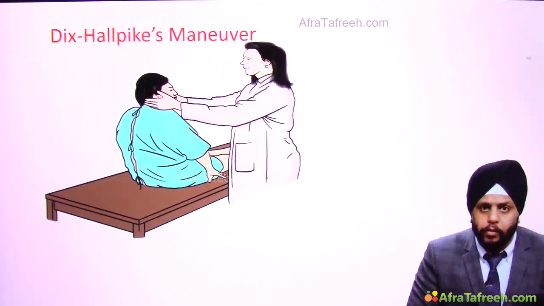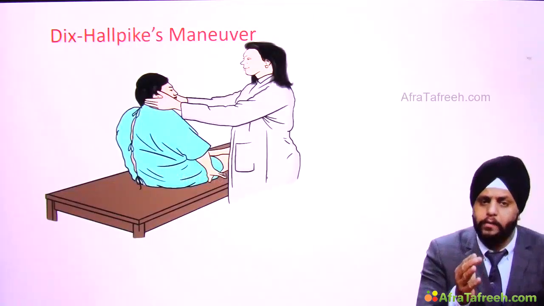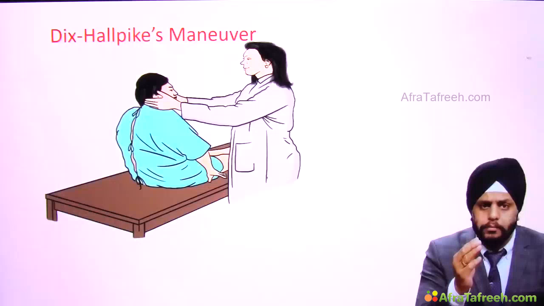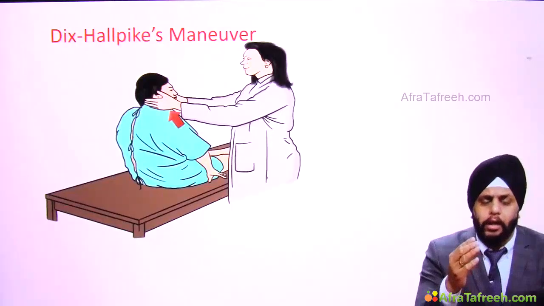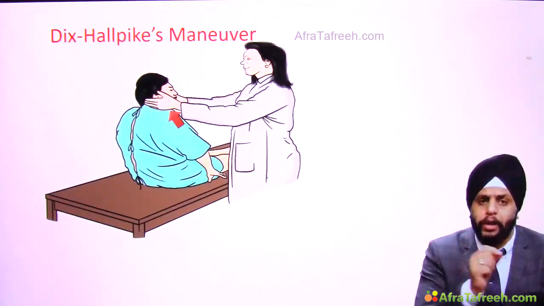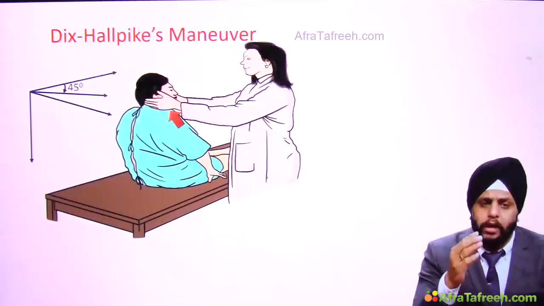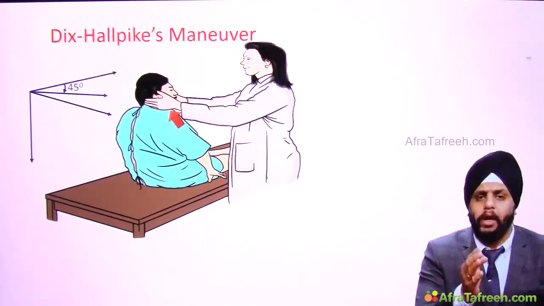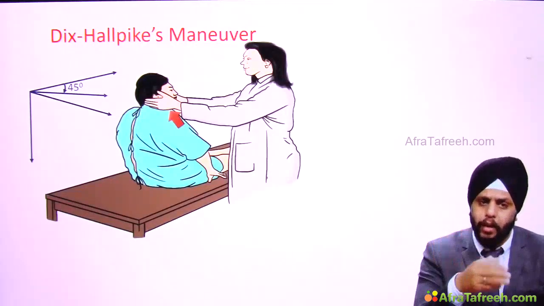Now, what is done in this maneuver? You make the patient sit on an examination table, as you can see over here. You hold the head of the patient and turn the head by 45 degrees towards the side you have to test. So let's say you have to test the right side, you turn the head to the right side by 45 degrees. Now you make the patient go supine.